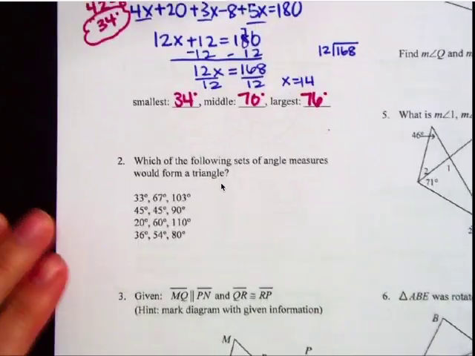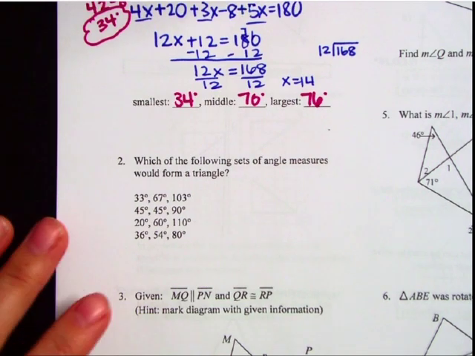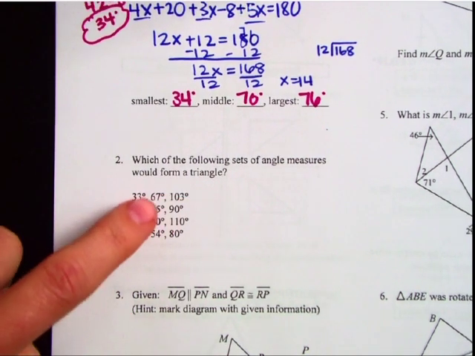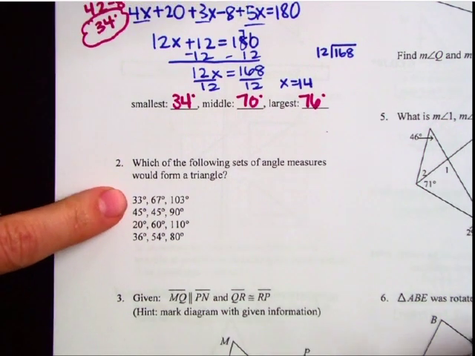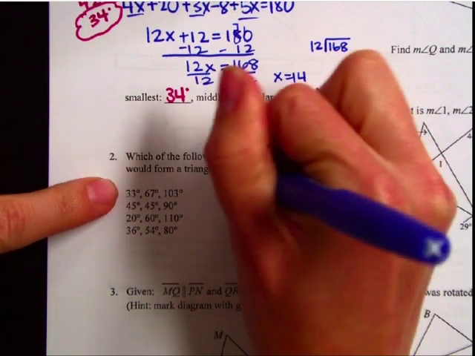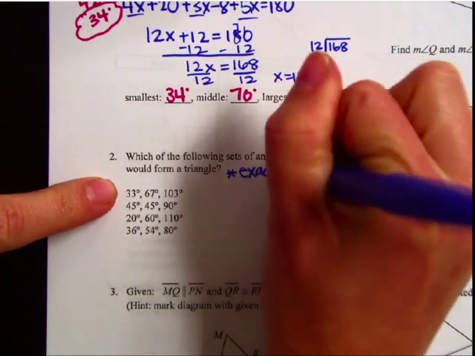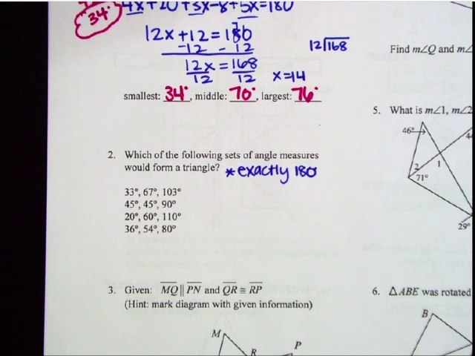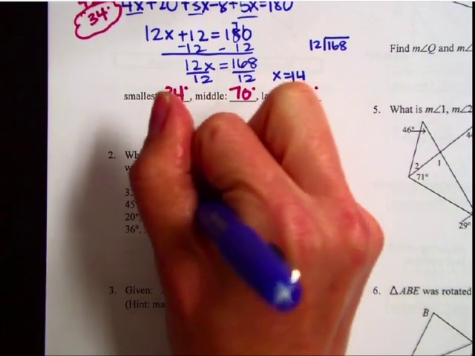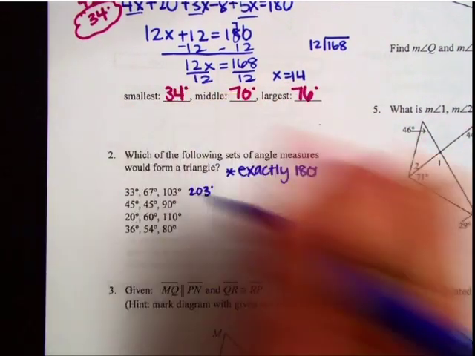Number 2, we're asked which of the following would form a triangle. And we are given 3 angle measures. We remember that in a triangle, the interior angles need to add up to exactly 180 degrees. So if I were to add 33, 67, and 103, that would not give me 180 degrees. So I'm not going to pick the first set. That's 203 degrees when you add them all together. So we know it's not that.